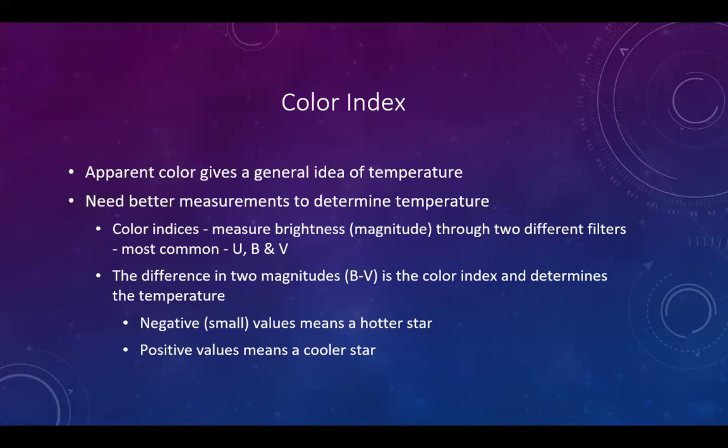And the difference in the two magnitudes, B and V, is the color index, and that determines the temperature. Because it turns out that's related to the slope. And if you know the slope of that curve, because it's always the same shape, it's just bigger and moved, you can determine exactly what the temperature is. And this is actually how those infrared thermometers work.